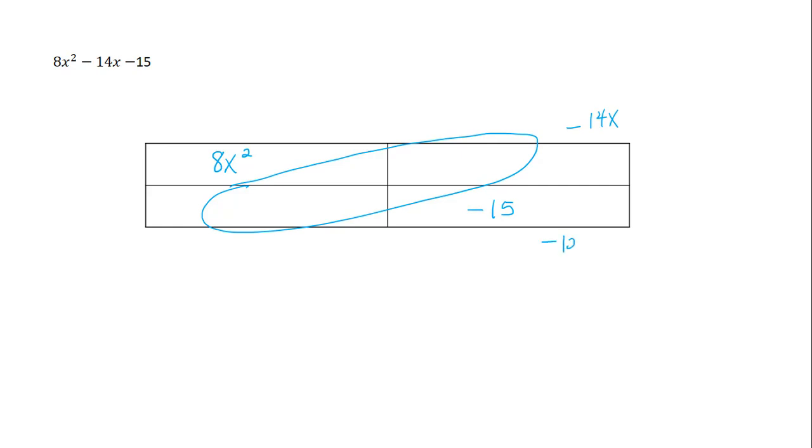That's negative 120x squared. So the product needs to be negative 120x squared, but the sum needs to be negative 14. So we need to find numbers who are factors of negative 120, whose sum is negative 14. And so let's not think about the signs right now. Let's just think about 120 first. So thinking about all the factors of 120.